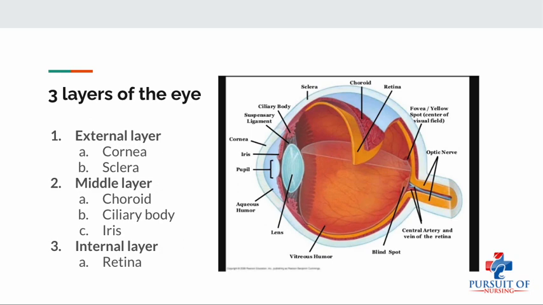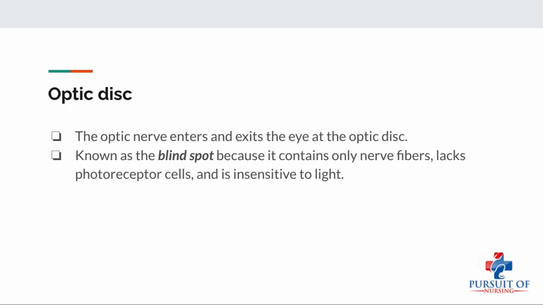This is also where there are photoreceptors known as rods or cones. So rods are responsible for peripheral vision, and then cones are responsible for colored vision or central vision. So the optic disc within the eye, so the optic nerve enters and exits the eye at the optic disc. The optic disc is also known as the blind spot because it contains only nerve fibers. It lacks those photoreceptor cells, and it's insensitive to light.